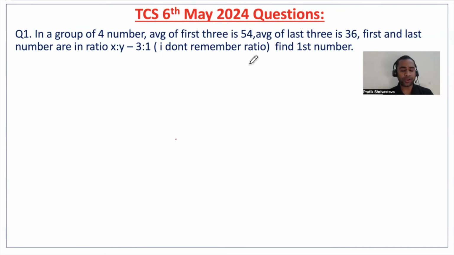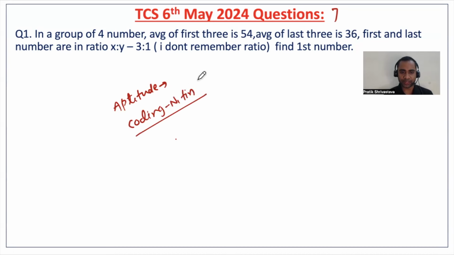Today we are going to do the analysis of TCS 6th of May 2024 questions. We will be covering aptitude. Aptitude will be covered by myself and coding will be covered by Nitin sir, right? So please do watch the video till the end so that you will be getting the complete clarity.